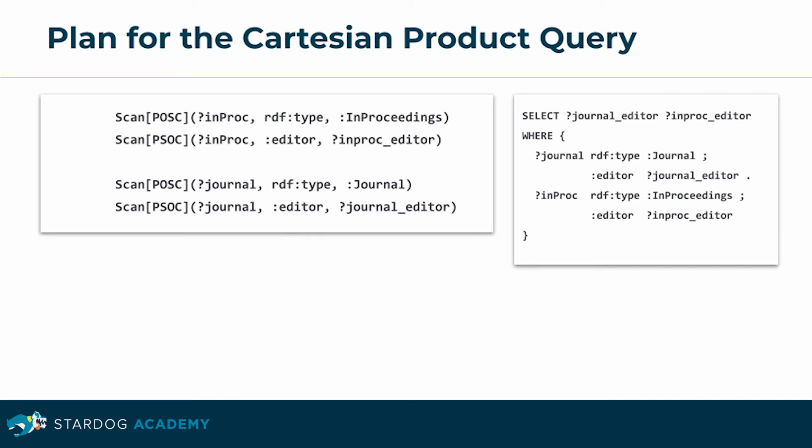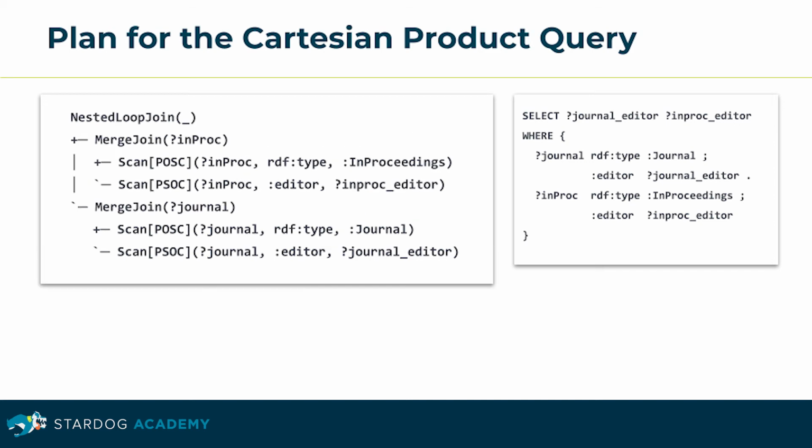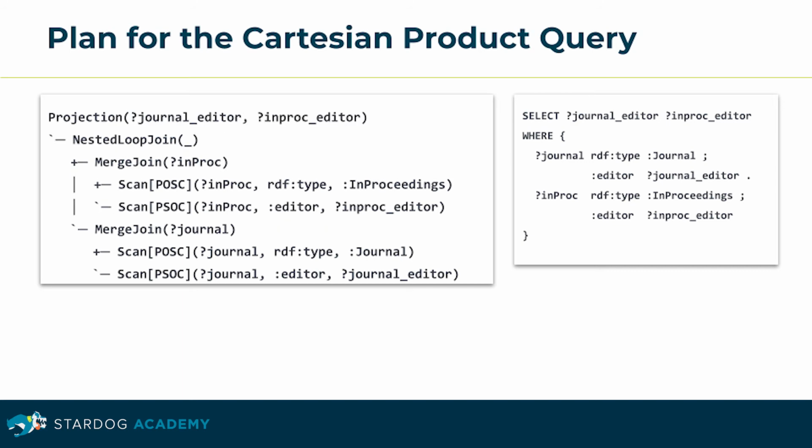So we have our BGPs, and as noted, these result in scans. Now we have to join each of the scans for each of the patterns expressed. So we have two merge joins, one for in-proc and one for journal. Then there is a nested loop join, as the combination here can be valid for all possible combinations as per our Cartesian product. And once that executes, we have our projection. So looking at that nested loop join is a good hint that we have a Cartesian product. And you'll notice that there is no variable on the nested loop join. We are going to join over both of those sets.